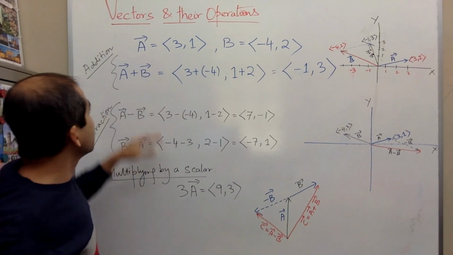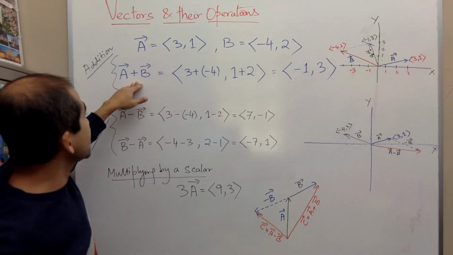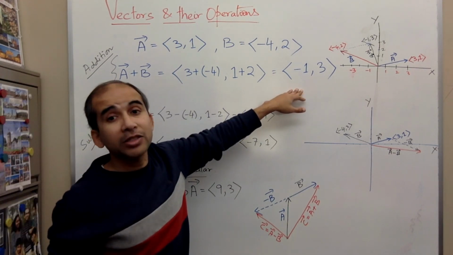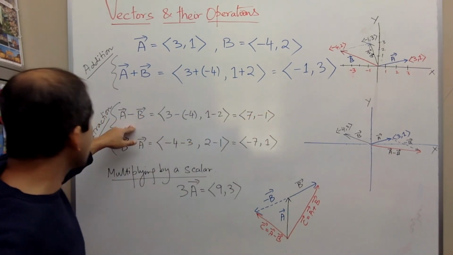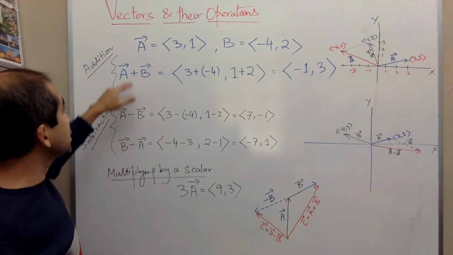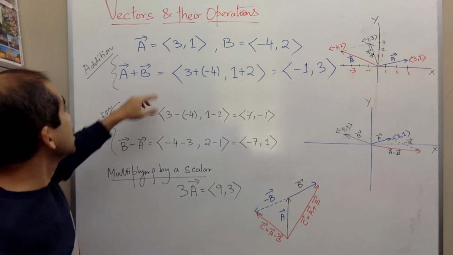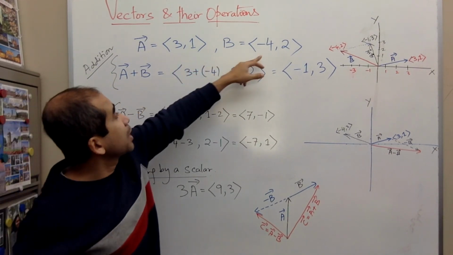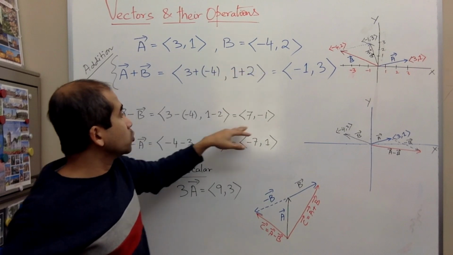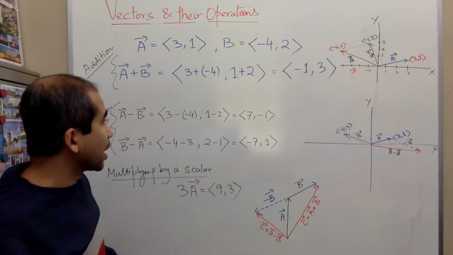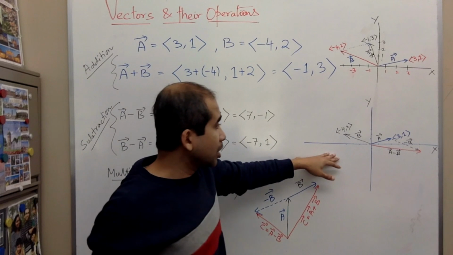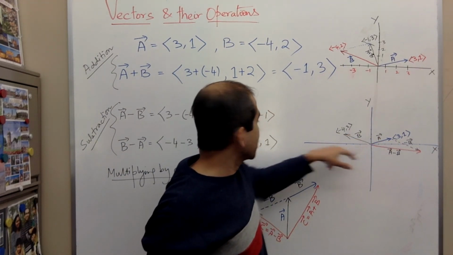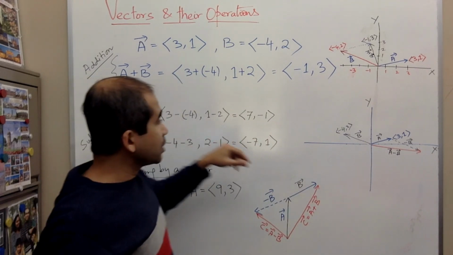Okay, so because it's an addition, A plus B and B plus A will be the same result. But this will not be the same if it's a subtraction. If you see A minus B, we did exactly the same thing, component-wise: x component, we subtract 3 minus 4, and 1 minus 2. So that becomes (7, -1). Now I have drawn it again here. You see vector A is here, vector B is here, vector A minus B, which is (7, -1), will be here.